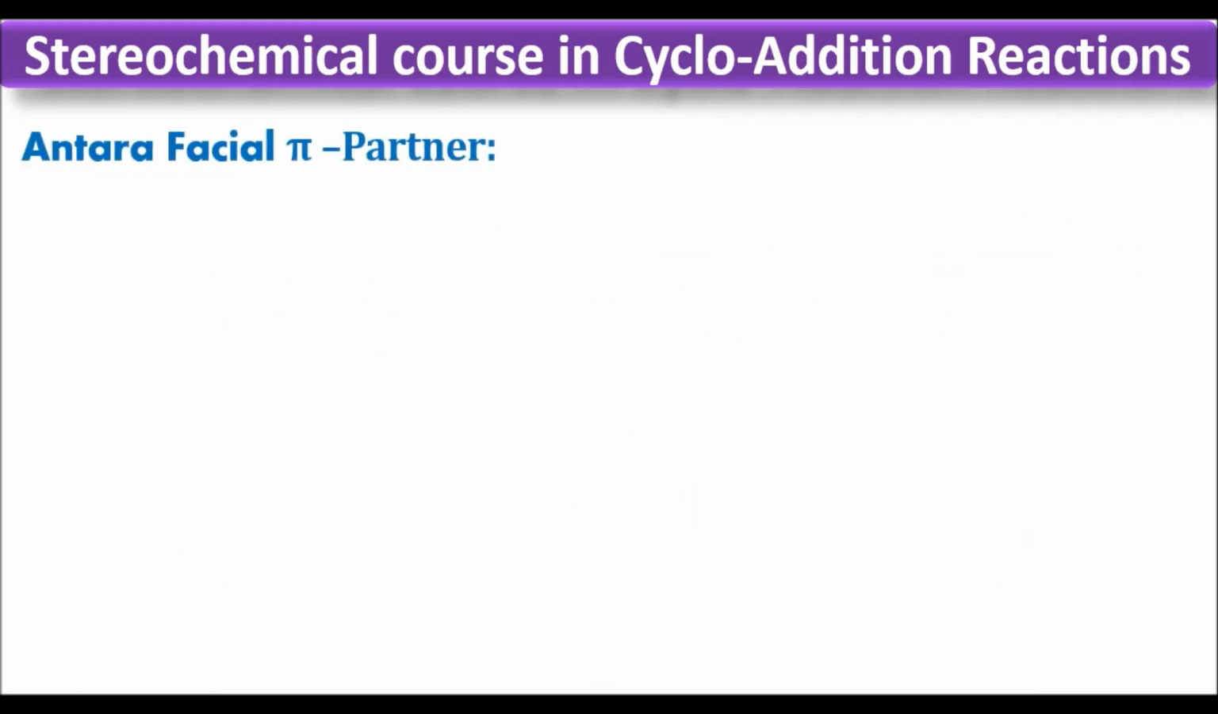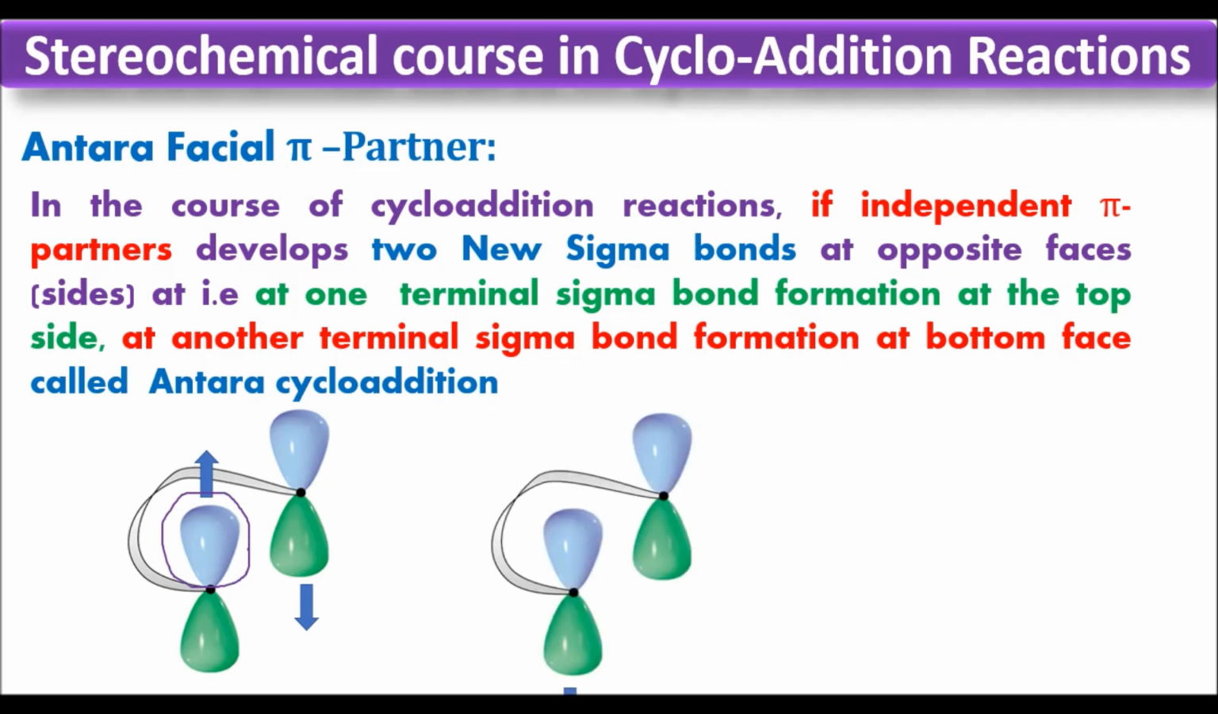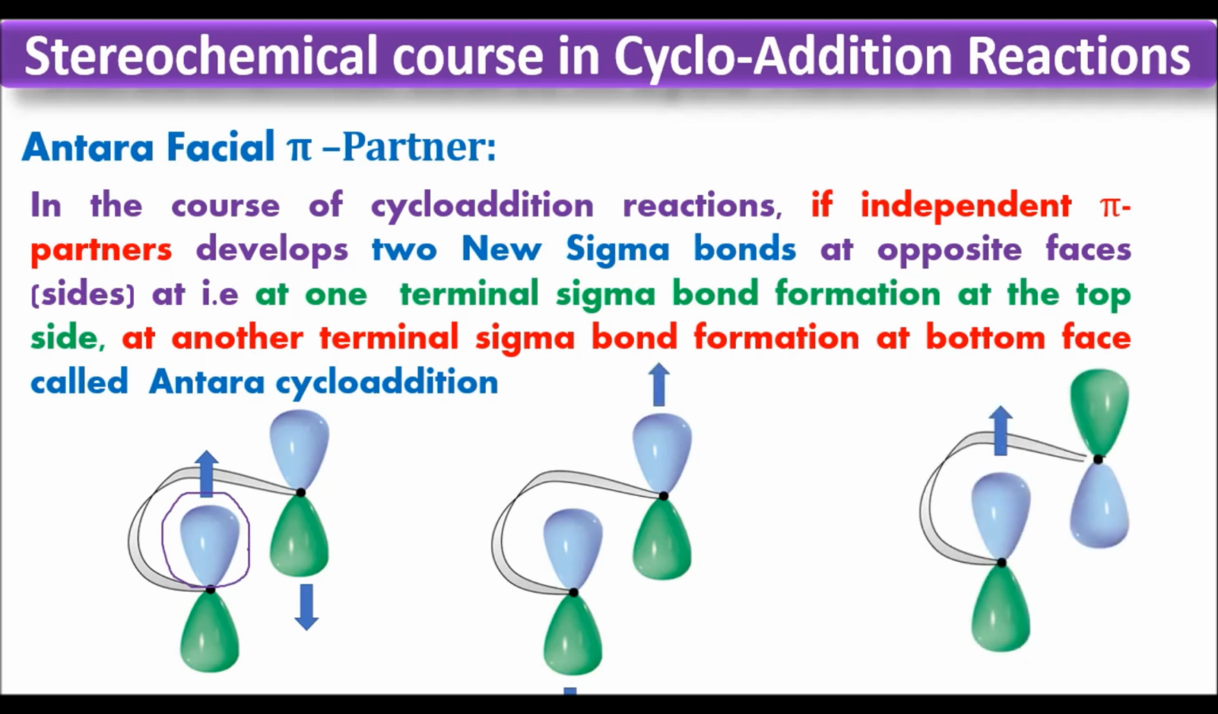You see antarafacial cycloaddition. That means here this is the pi partner, one sigma bond forming at the top side, another sigma bond forming at the bottom side. That means the 2 new sigma bonds are formed at the opposite side. That means at the terminal of pi unsaturation, one sigma bond formed at the top side, another sigma bond formed at the bottom side.